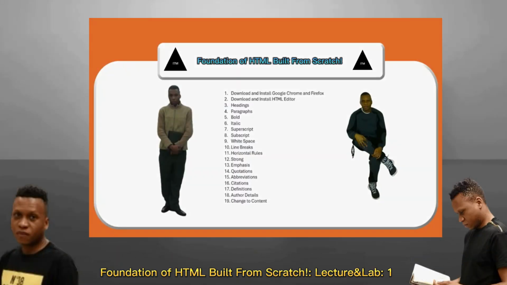So we're gonna download and install Google Chrome and Firefox. When we finish that, we're gonna download and install the HTML code editor. So we're gonna install Visual Studio Code, all right, and then we're gonna do the headings from 1 to 6 and 3 paragraphs. So I wanna go with you guys step by step.